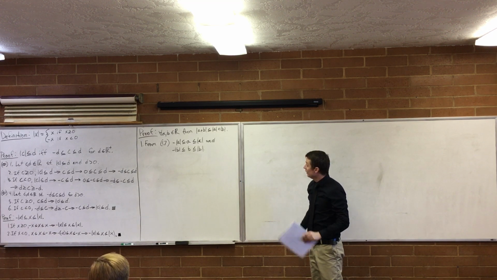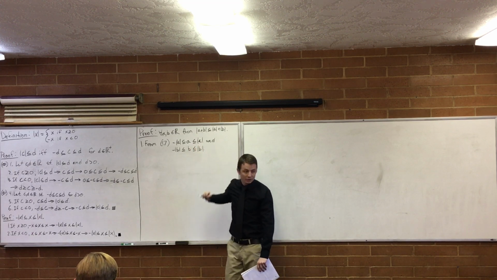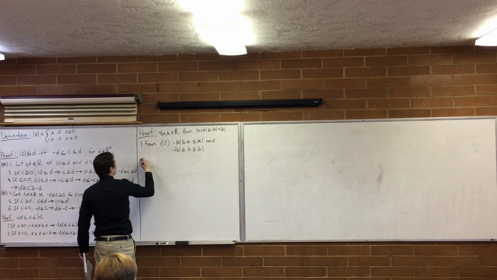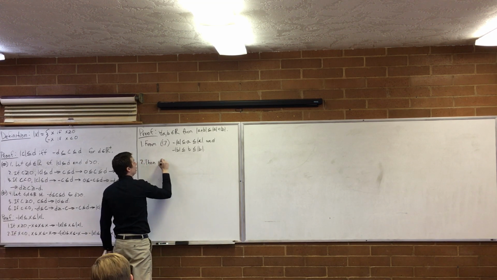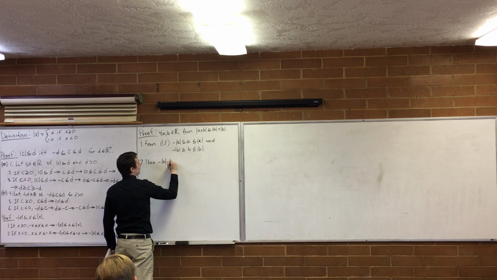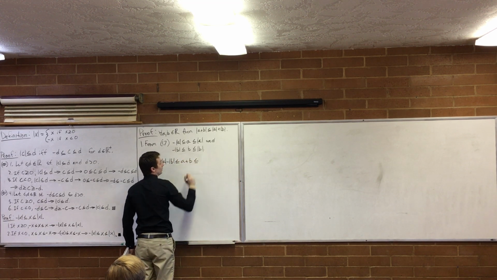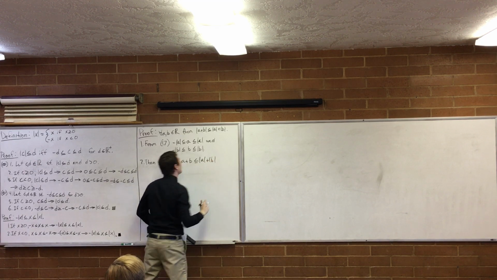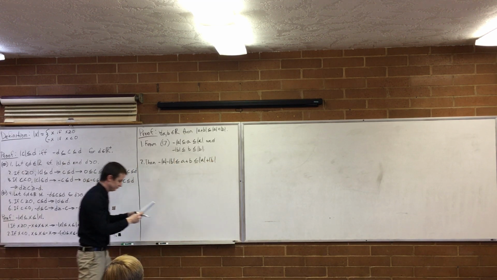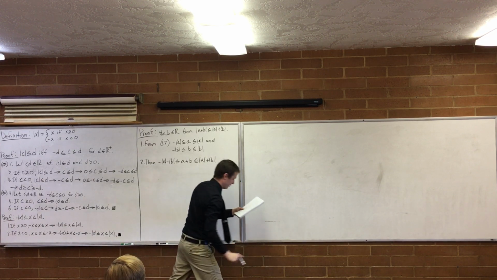Now combining these two, I'm going to add these two together, that's why I wrote it that way. You can add inequalities. Then, negative absolute value of A minus absolute value of B is less than or equal to A plus B is less than or equal to absolute value of A plus absolute value of B. Good with that?